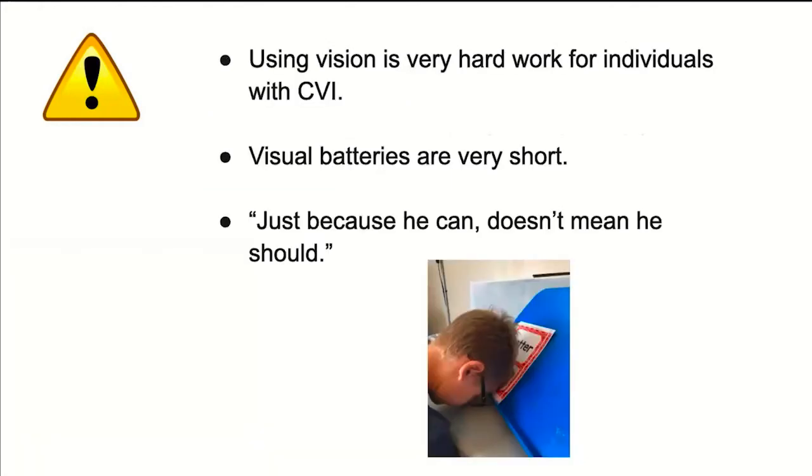Using vision is very hard work for individuals with CVI. Visual batteries are very short, very different for individuals with CVI. And a good quote for all of us is, just because he can doesn't mean he should. He might be able to read that smaller font, but what's the purpose when it's going to exhaust his visual battery very quickly?